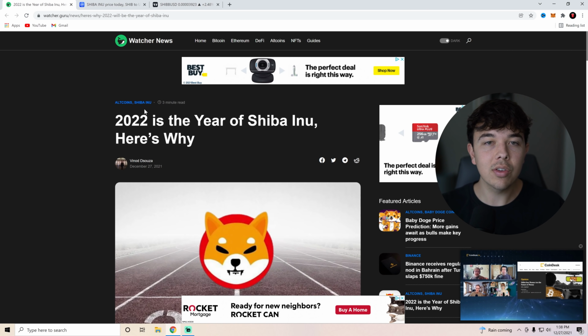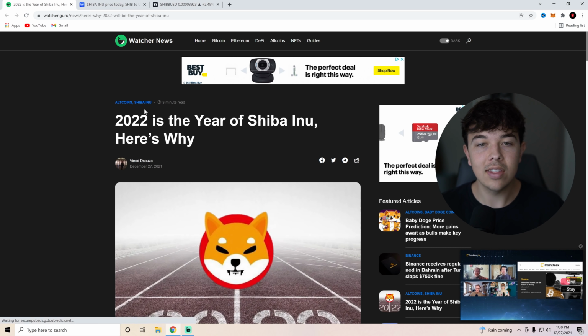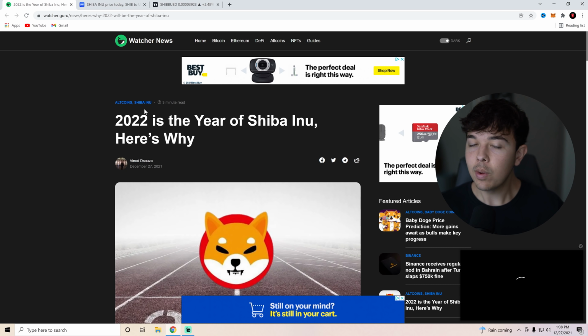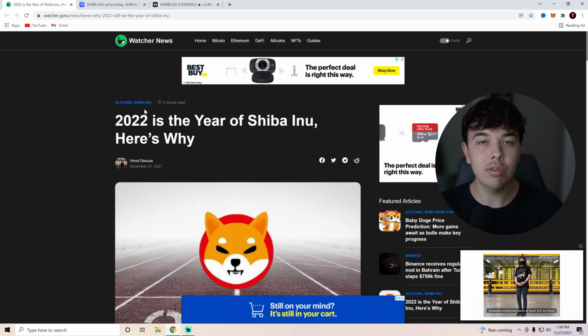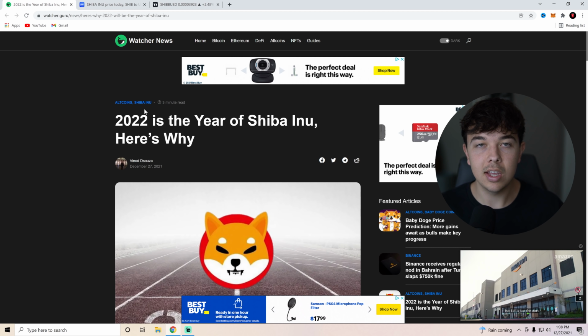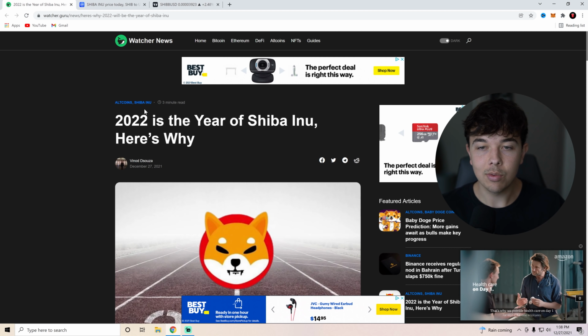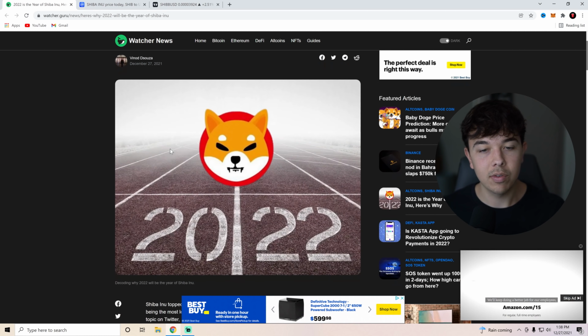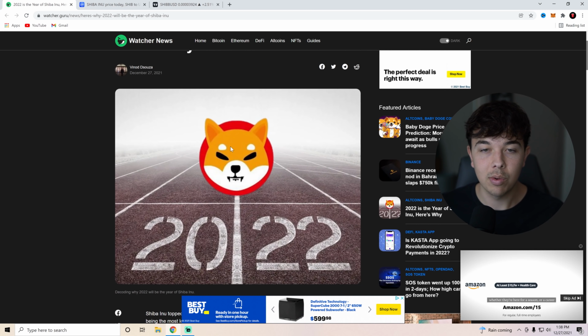But it's not just us. We also have different news organizations saying that 2022 is going to be the year of Shiba Inu Coin. Really, 2021 was also the year of Shiba Inu Coin. We kind of dominated the meme market, and also how much different cryptos were being talked about. We were pretty much the most talked about crypto in 2021 as well.